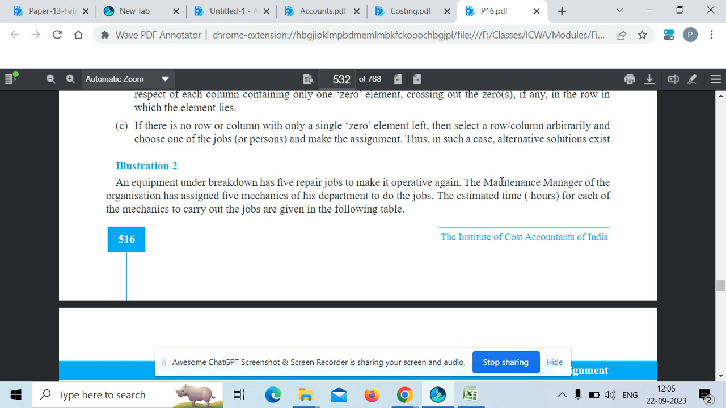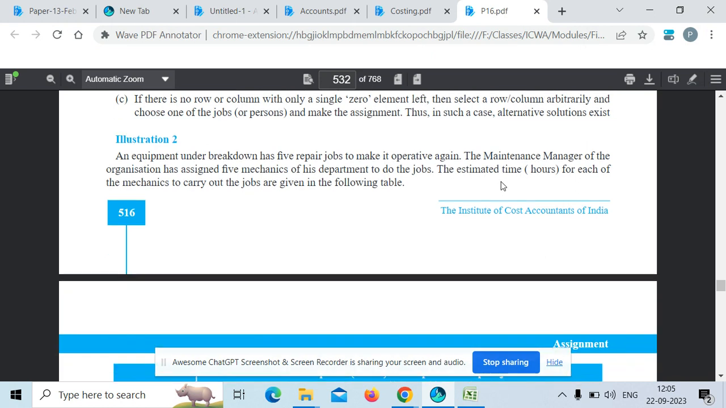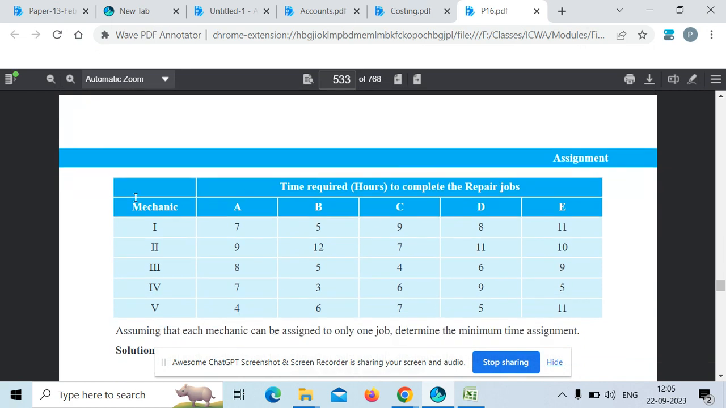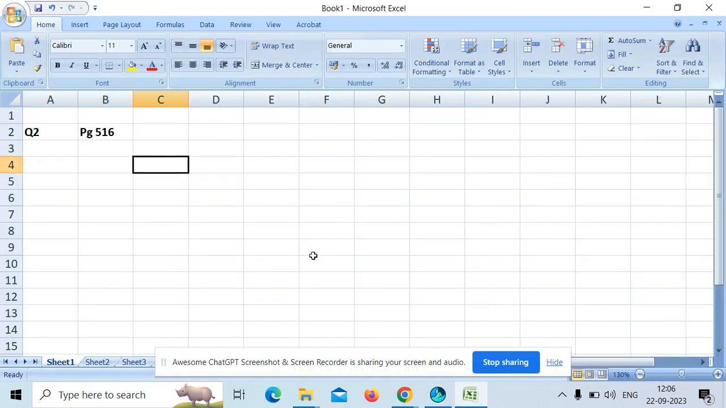So you have 5 mechanics, 5 jobs. 5 men, 5 jobs. They have given you a matrix: 5 mechanics as rows, columns one, two, three, four, five. So 5 rows, 5 columns. Yesterday, what we discussed, our first checkpoint should be that the number of rows should be equal to the number of columns.